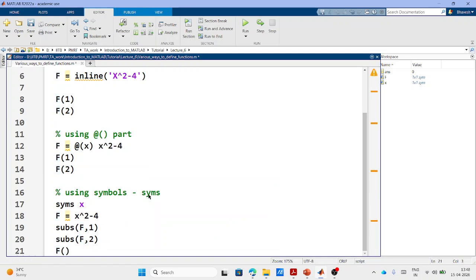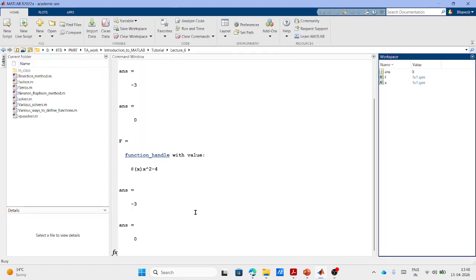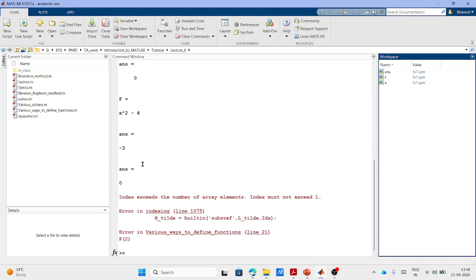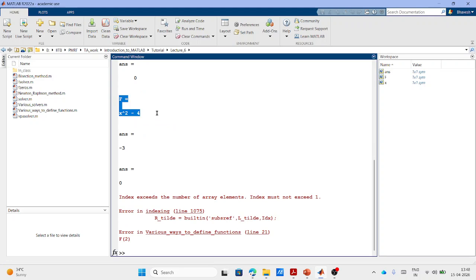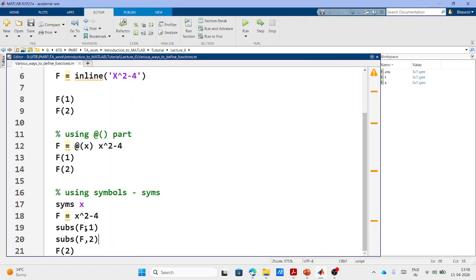If I write f is equal to 2 directly, I will get an error, but when I write subs f equal to 2, I will get the answer. Why? Because the function is defined symbolically. I'm getting the answer by substitution, but when I write f is equal to 2, I'm getting an error, right? So these are the reasons why this symbol part is used.